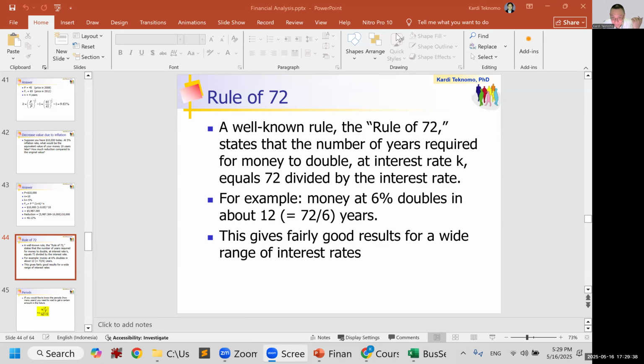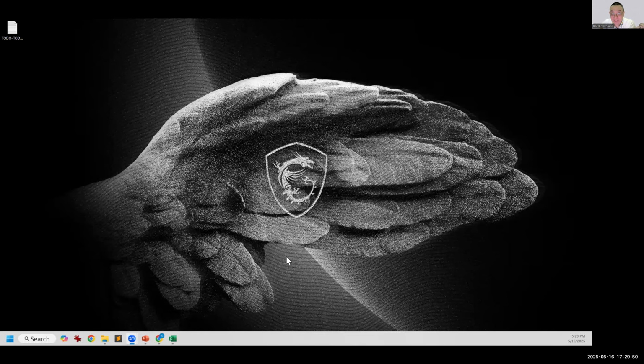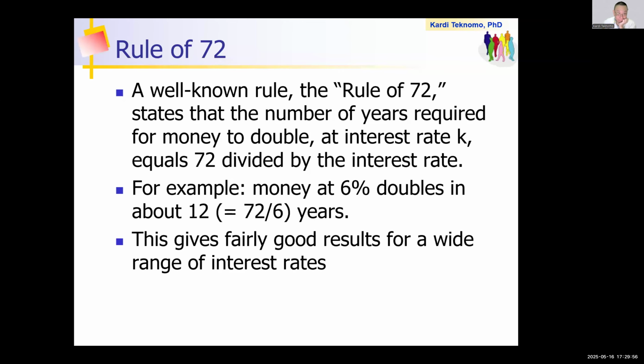Say you have only a calculator, not the scientific calculator, so you have only a simple calculator. Then this is the rule of thumb. This is called the Rule of 72. It's very well known so that you can compute simply.